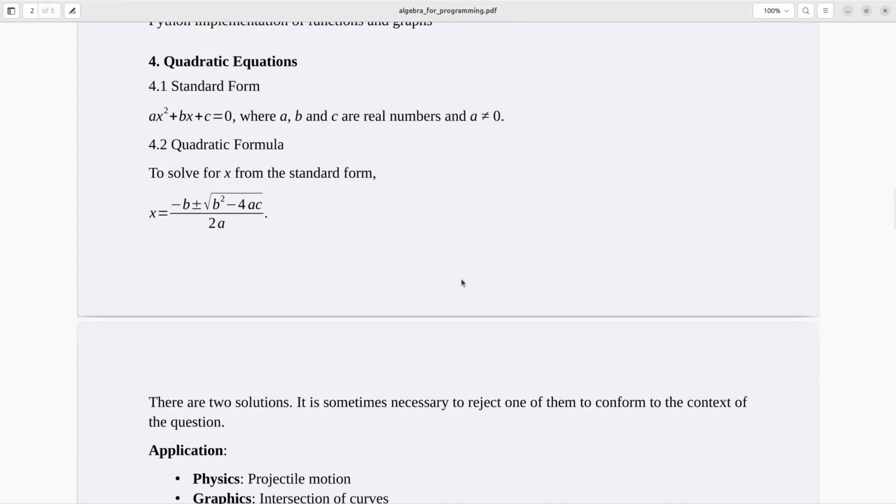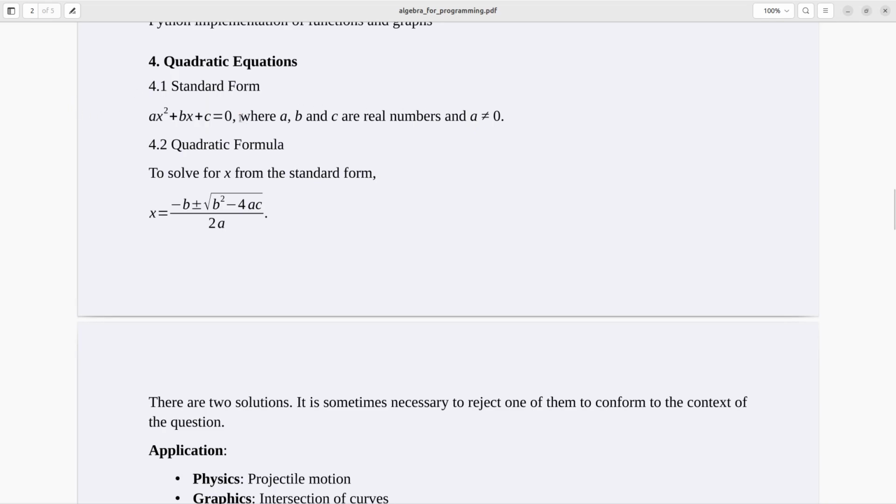And number 4, it is about quadratic equations. So a quadratic equation is going to make a quadratic function equal to 0. So we have the standard form as follows. Ax squared plus bx plus c equals 0, where a, b, and c are all real numbers, and a cannot be 0. So that is the standard form of a quadratic equation.